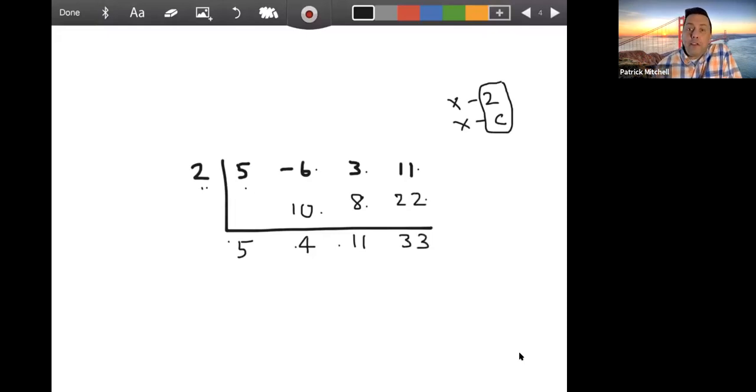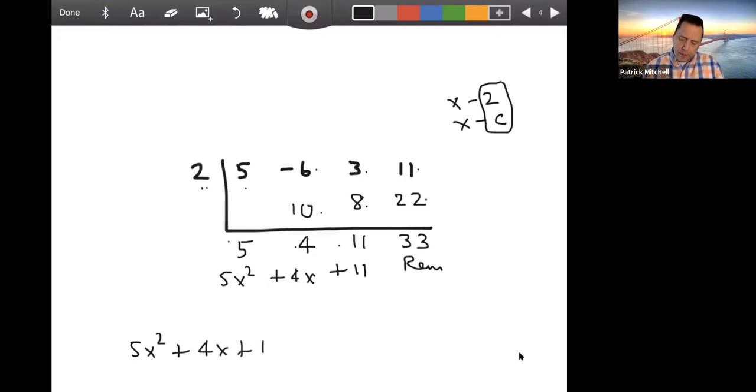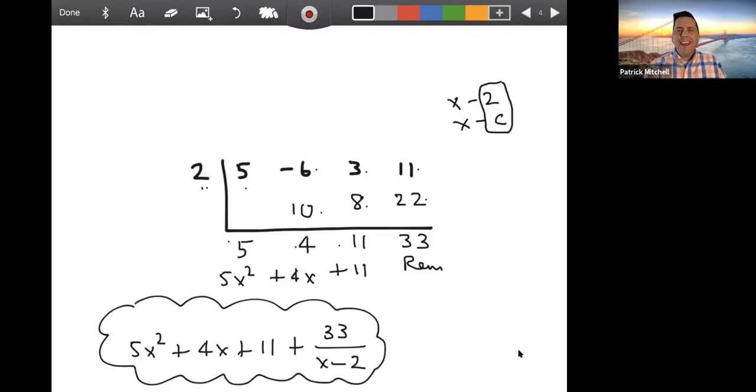All right, now we still have to write the answer, right? So this is your remainder. This is your constant term. This is your x term. This is your x squared term. So this time the answer is going to look like 5x squared plus 4x plus 11 plus 33 over the divisor, which is x minus 2. And this time, of course, I do need that fraction part because my remainder is not 0. All right, let's see what else we got.